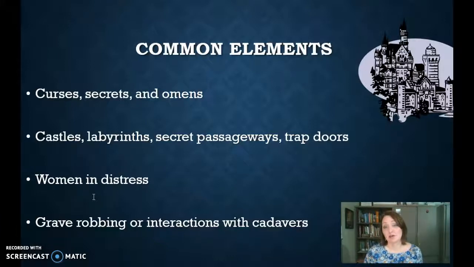Dr. Frankenstein goes to the prisons where they would have bodies that no one would claim, because they often didn't give prisoners a proper burial, and so he would take those bodies, take body parts, and use them to construct his creature or his monster.